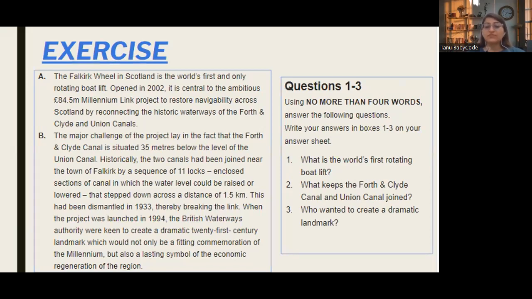Second is, what keeps the Forth and Clyde Canal and Union Canal joined? What keeps them both joined? Third is, who wanted to create a dramatic landmark? So who means they're asking you the name maybe, right? So start searching and then I'll be helping you out with the answers.